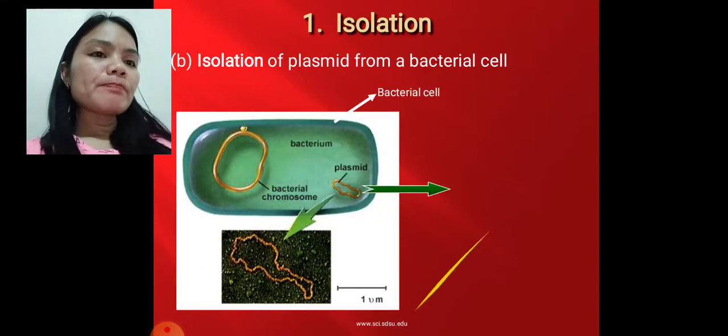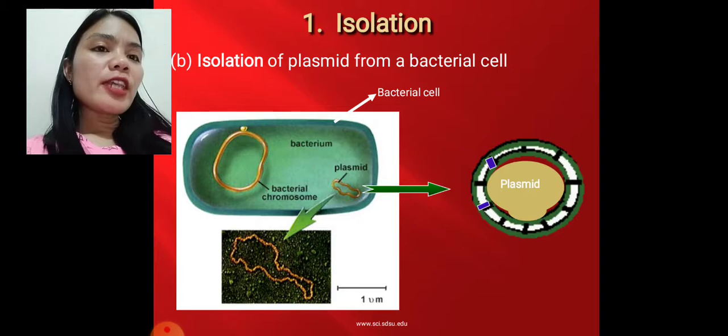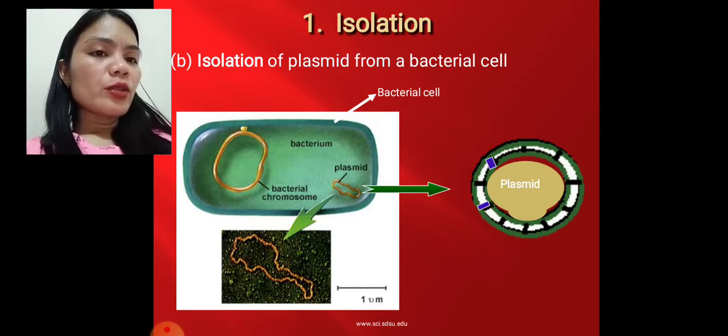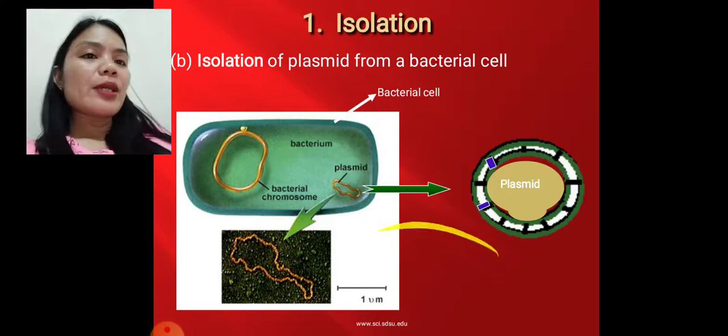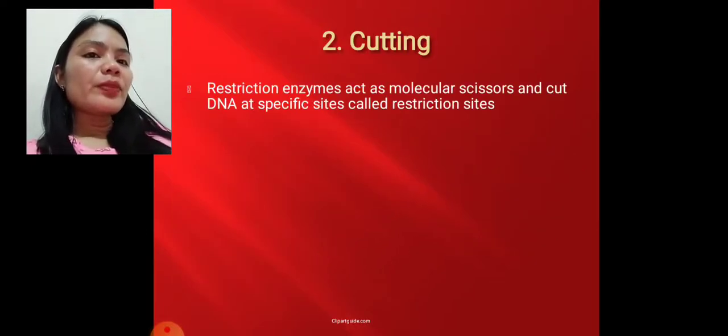Turo na lang natin. So, yung bacterial cell, this is the example of bacterial cell. Tapos, yung plasmid, ayun, may bigger picture siya dun sa ilalim. 1 micrometer. I-isolate from a bacterial cell. So, ilalabas. Next, cutting. Restriction enzymes act as molecular scissors and cut DNA at specific sites called restriction sites.